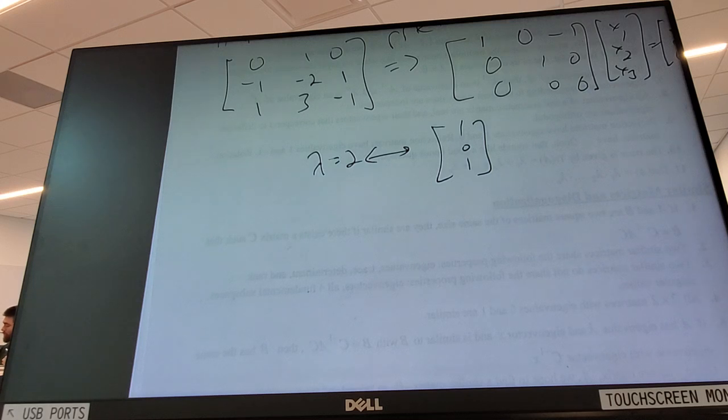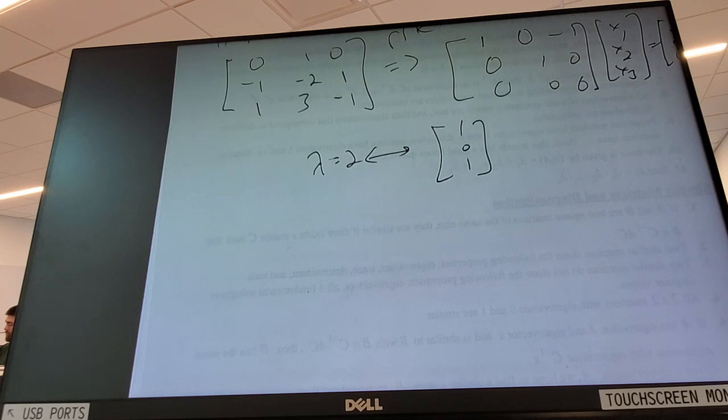This still works. If I operate on (1, 0, 1) with the original matrix, what will I get? Can somebody just tell me what I'm going to get? What does (1, 0, 1) go with? What value? 2. So if I operate on (1, 0, 1) with my original matrix, what will I get? (2, 0, 2). That's what we just discovered.